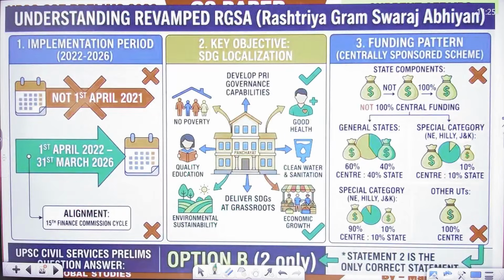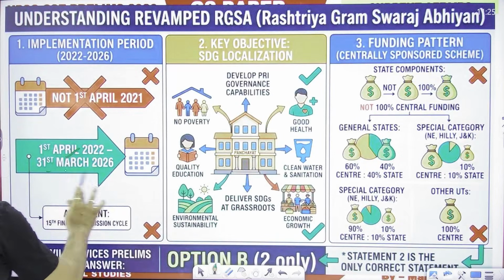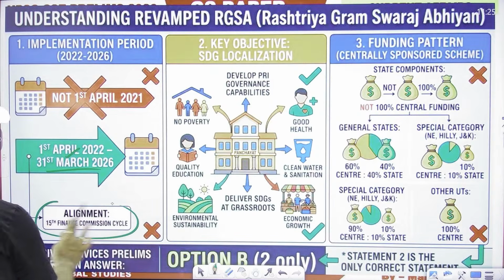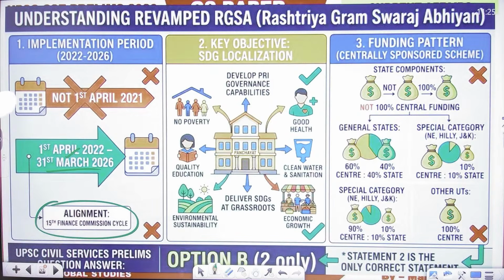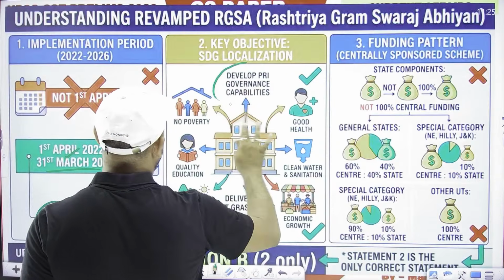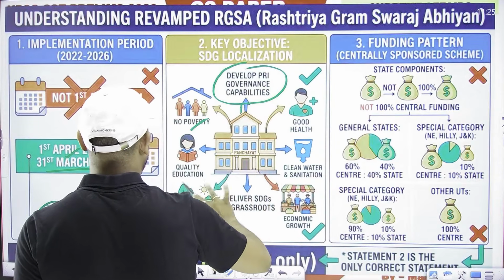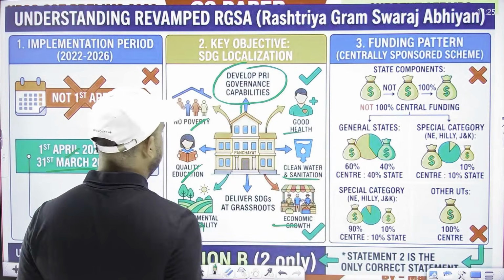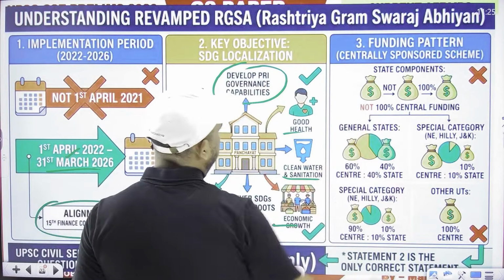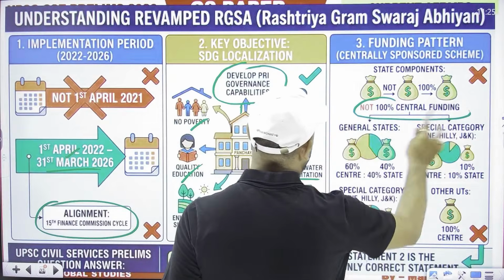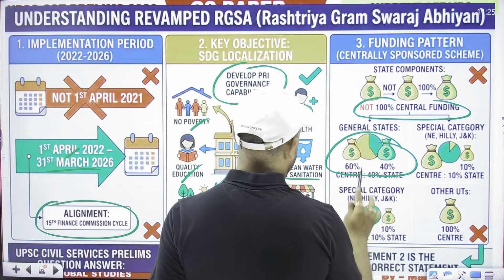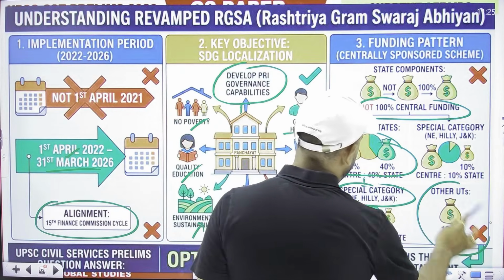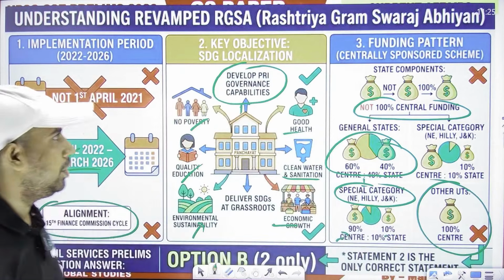So here you can say that it started from 1st April 2022 till 31st March 2026, and alignment with the 15th Finance Commission. Second, the key objective is to develop Panchayati Raj institution governance capabilities: no poverty, quality education, environment sustainability, economic growth, clean water and sanitation, good health. And in the third, the funding pattern is not 100% central funding, it is 60-40 for states, and for special category states, northeast or hilly, it is 90-10, and UTs is 100%. That's why that statement was incorrect.